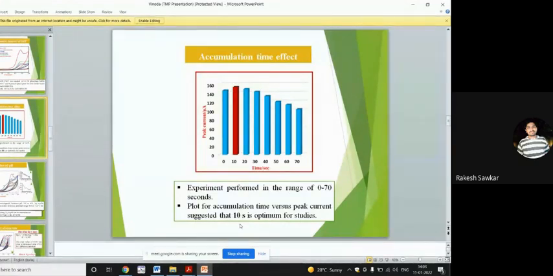Accumulation time was also studied. The experiment was performed in the range of 0 to 70 seconds. The plot of accumulation time versus peak current suggests that 10 seconds is optimum for the further studies.